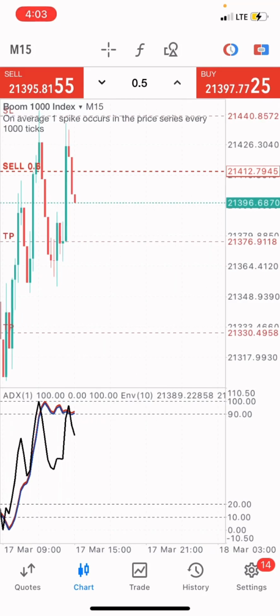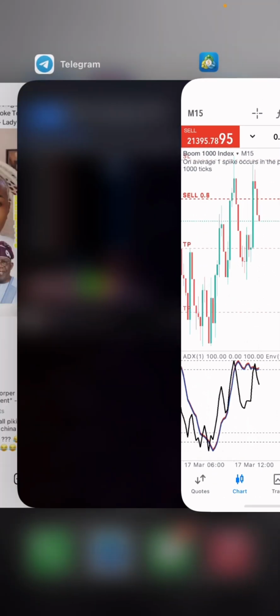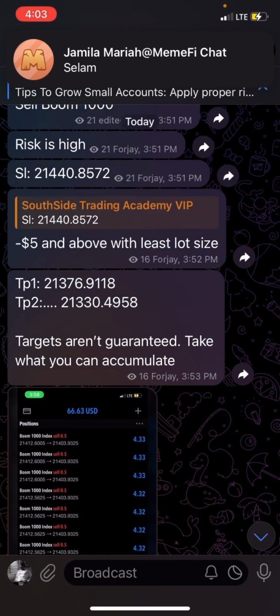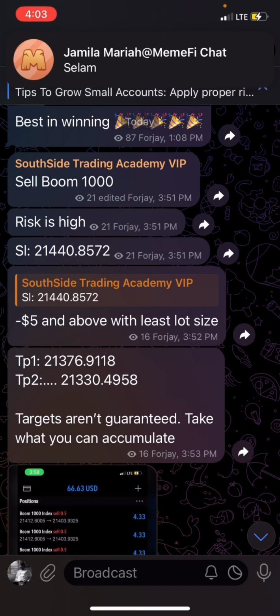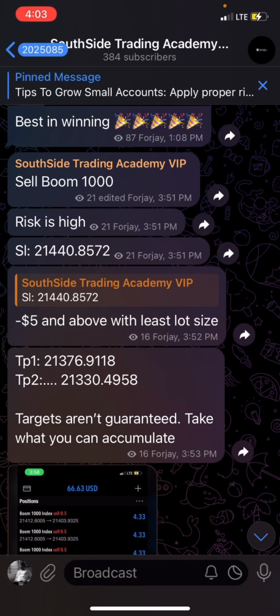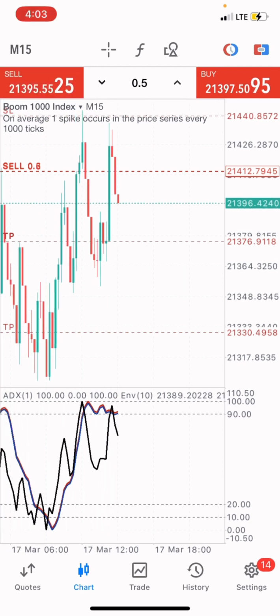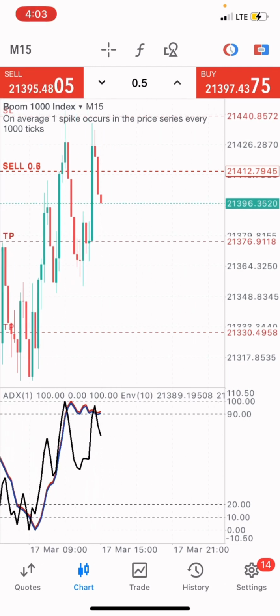So guys, I'm in this trade with my VIP group. I just sent in the signal and we've been on it since. You can see we are basking in profit right now. So what happened, what prompted this entry was this candlestick here.